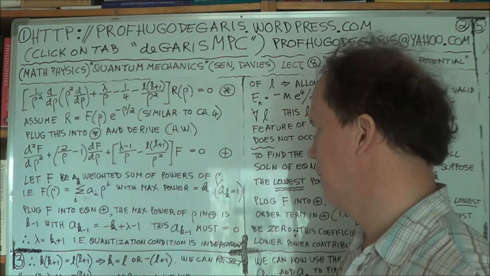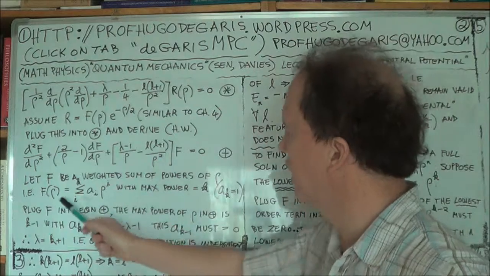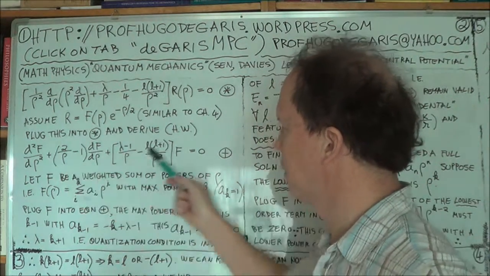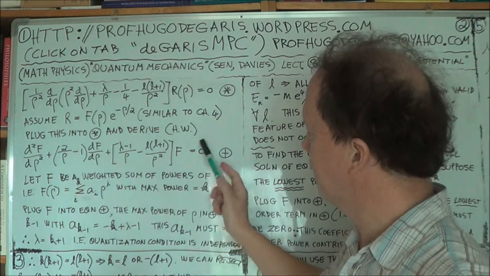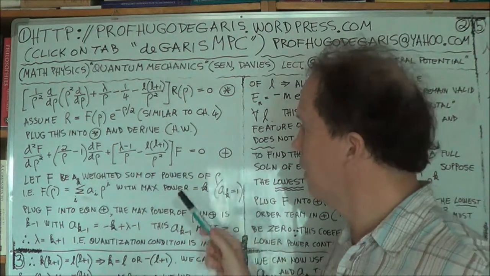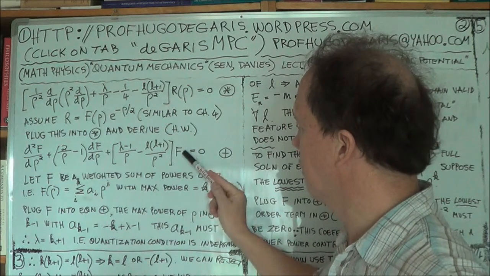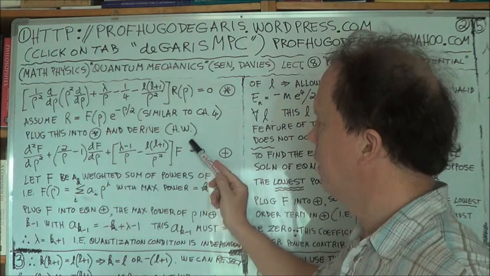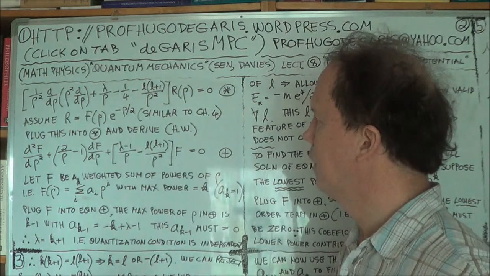Now, if K is the highest power in F, what's the highest power of rho in this? Can you see that it'll be rho to the power K minus 1? You've got an F here, so it'll have rho to K, but divide by rho, so you'll get rho to the power K minus 1 from here.